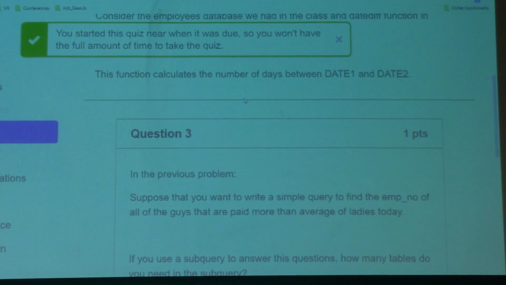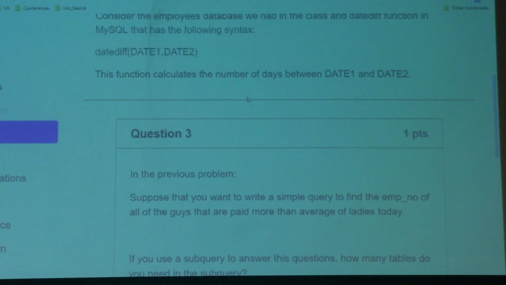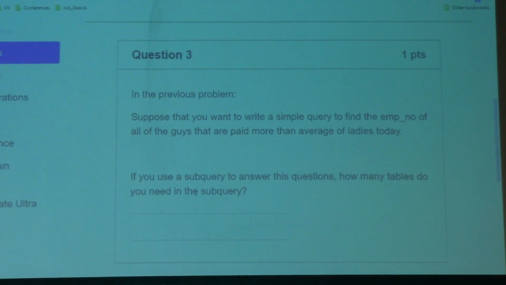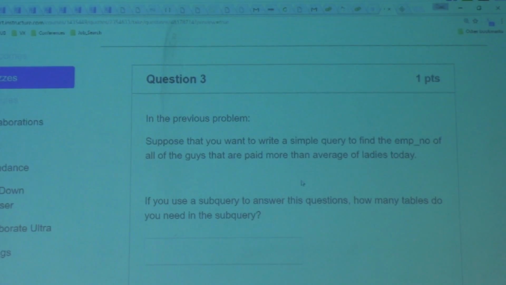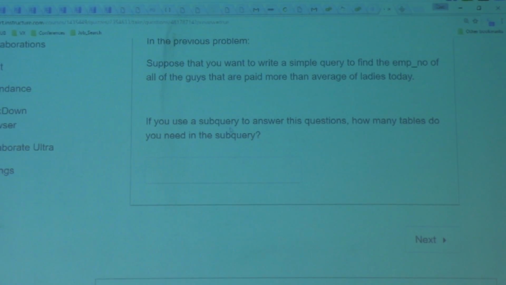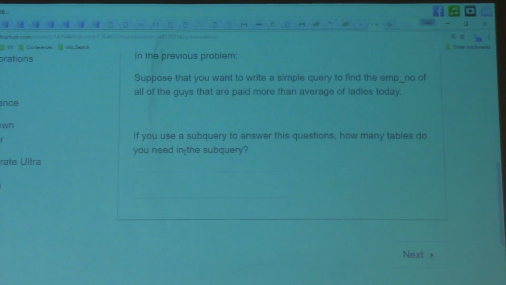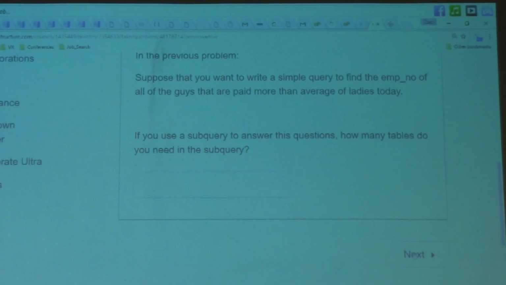The previous problem. Suppose that you want to write a simple query to find the same, two tables. For all of the queries I'm calling it a simple query, and I'm sure that some of the queries are not simple. If you use a subquery to answer this question, how many tables do you need? Two tables. Again, nothing can change.